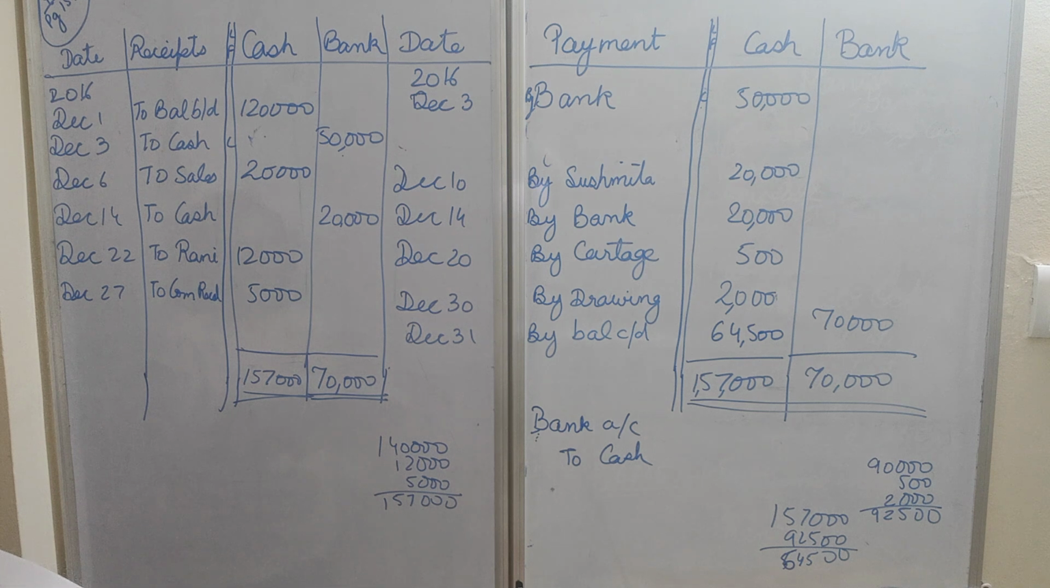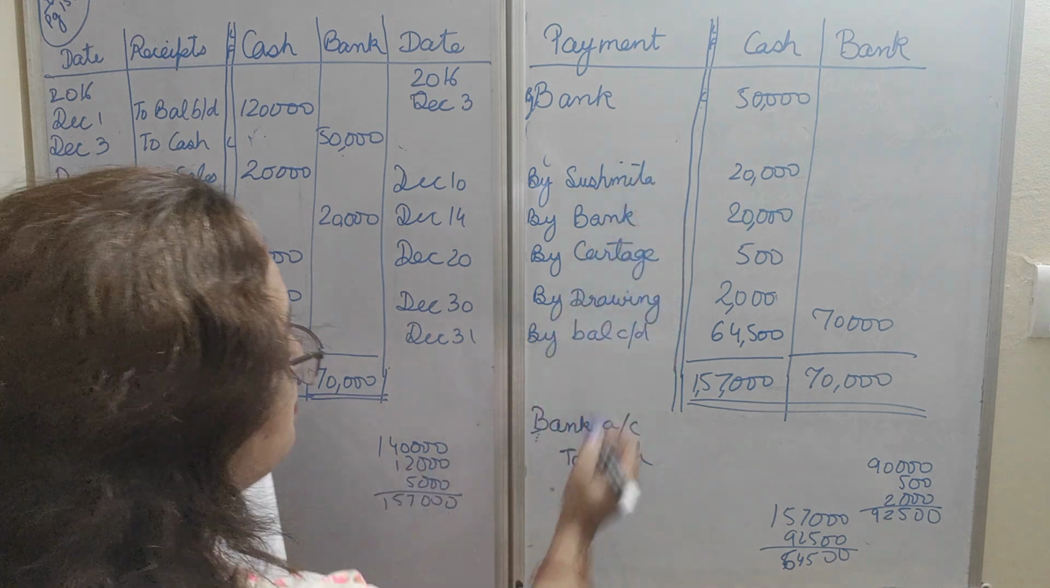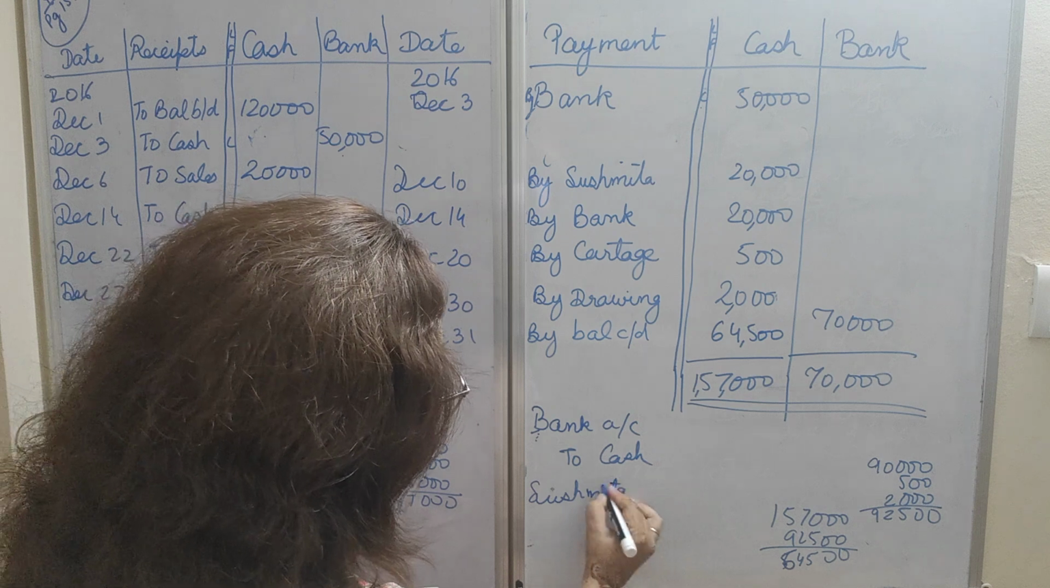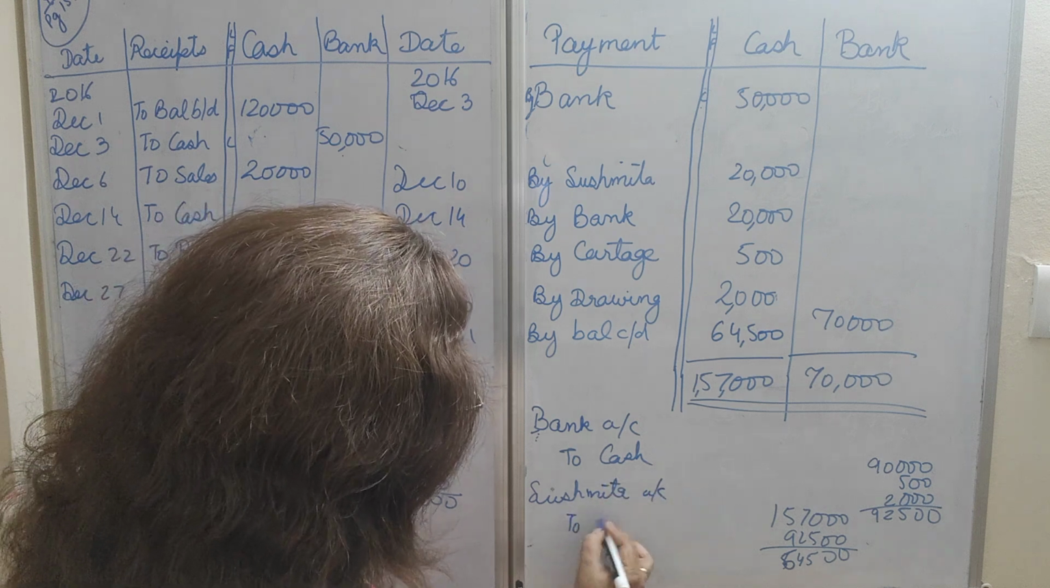Now paid to Sushmita cash. Now this entry will come. So we have paid to Sushmita. So what is the journal entry? The journal entry is Sushmita account debit to cash.